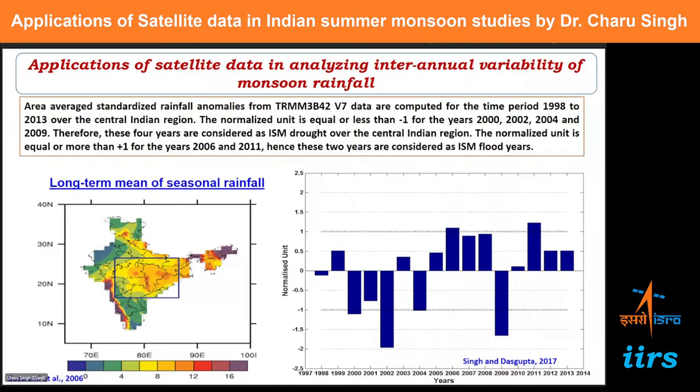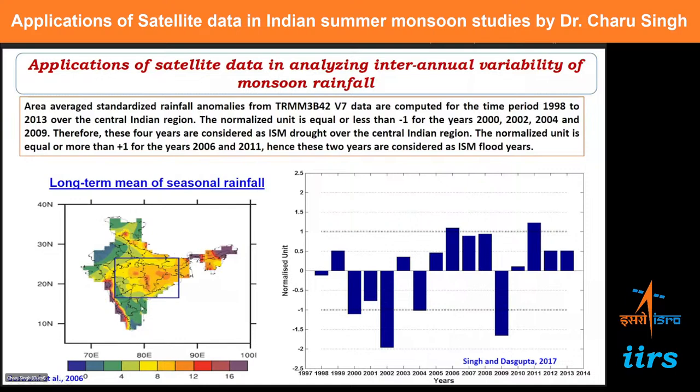So rainfall over this region goes beyond 16 millimeter per day. If we see the exact number, it goes beyond 25 millimeter per day over this region as well as over the northeast Indian region. Within this region, we get rainfall of the order of 7 to 8 millimeter per day during the monsoon season. So this is the climatological rainfall distribution.